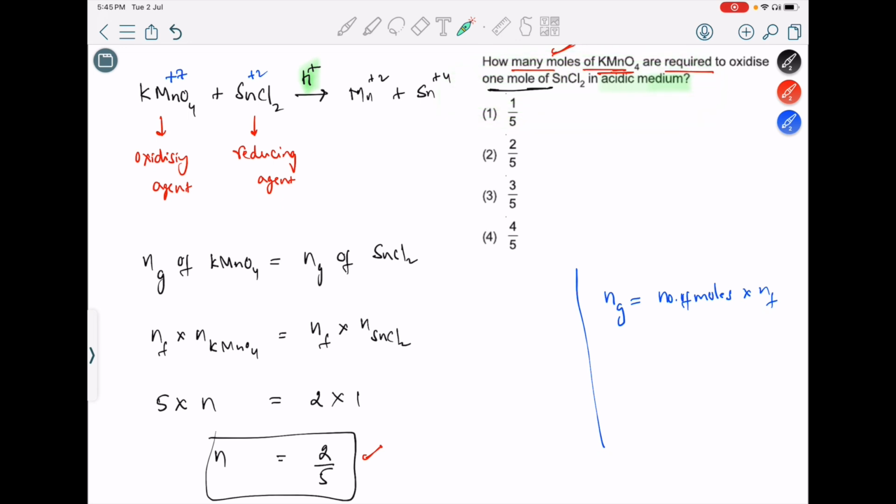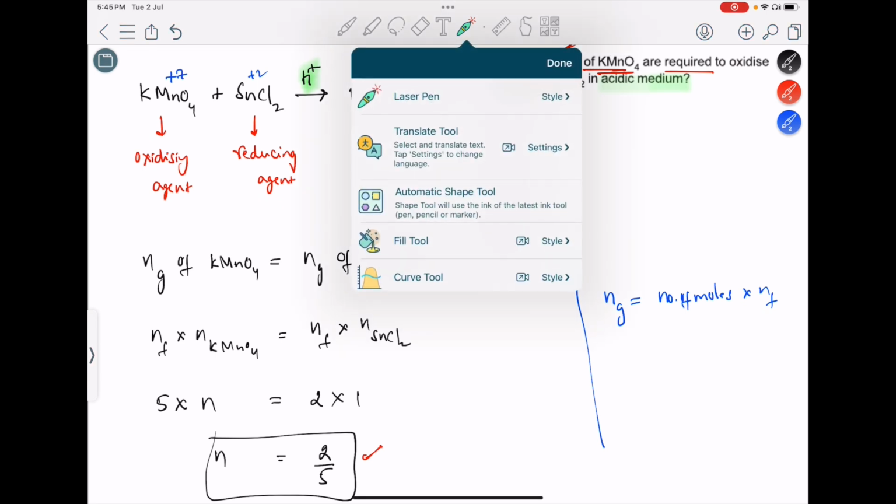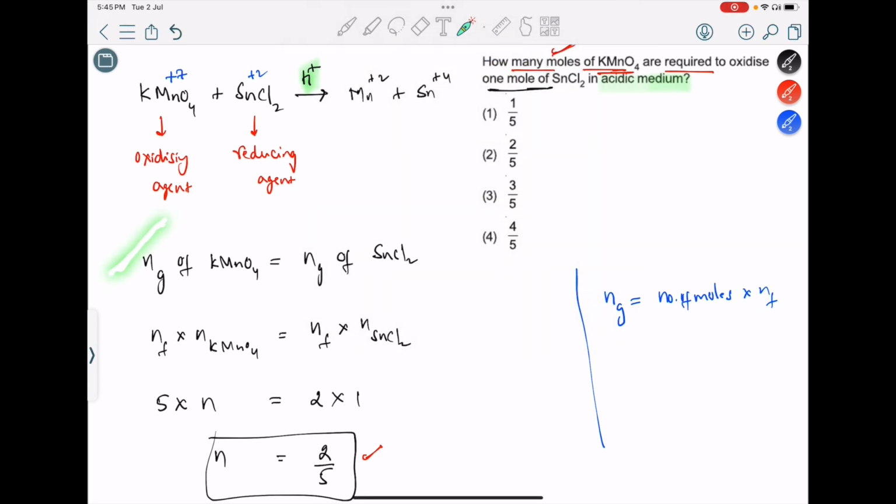Okay, so this is a very important model, and we are following only one trick, which is simply equating the number of gram equivalents of one reactant with the number of gram equivalents of tin chloride, SnCl2. Then in the next step, we are converting the number of gram equivalents into number of moles so that we can find the number of moles of the required reactant. I hope you understood the method and you practice more questions to be more clear. Thank you so much.